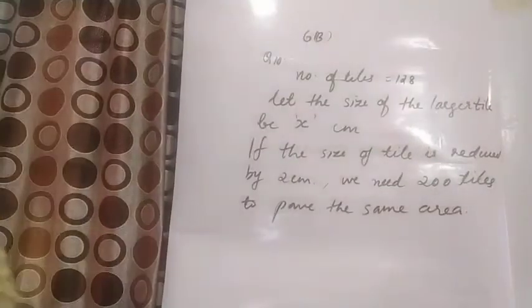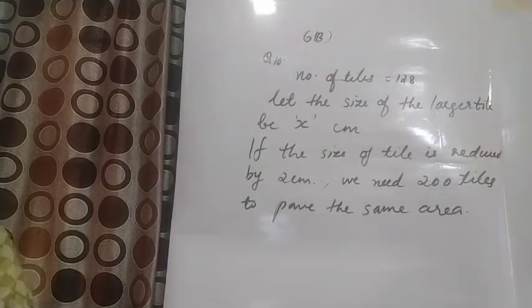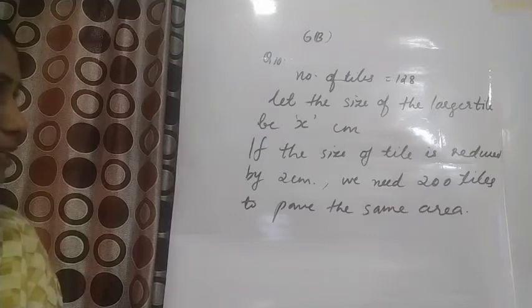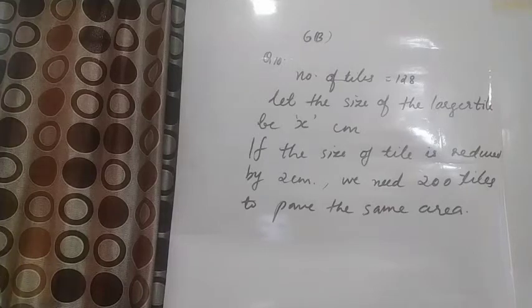Understood the question? That is, if the size of each tile be x centimeter, we can use 128 tiles to pave that particular area. But if the size of the tile is reduced by 2 centimeter, then we need 200 tiles to pave the same area. So how can we relate these statements and find the value of x, the size of the larger tile? Yes, area is same, no?